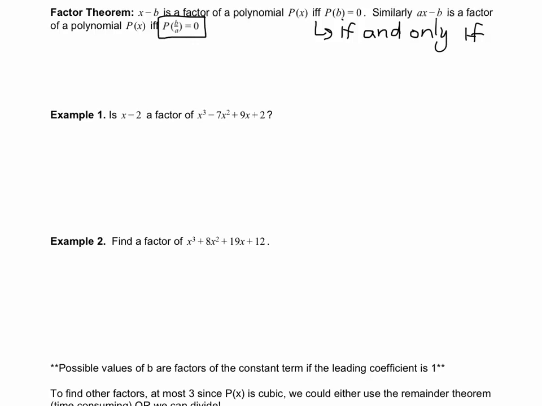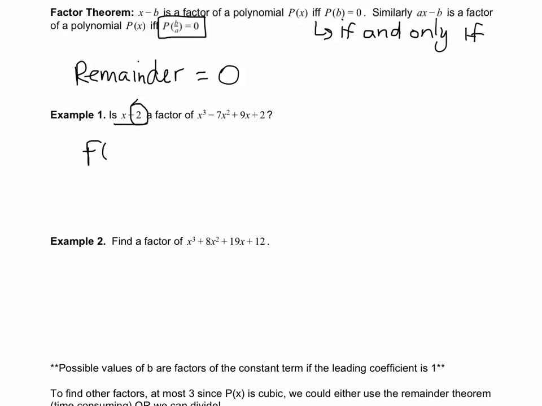Recall from previous videos that if we had a factor of a polynomial, its remainder was 0. So this is what this theorem is telling us: we will have a factor of our polynomial if the remainder is equal to 0. To test whether a binomial is actually a factor of a polynomial, what we want to do is sub in our factor and see if our remainder is 0.